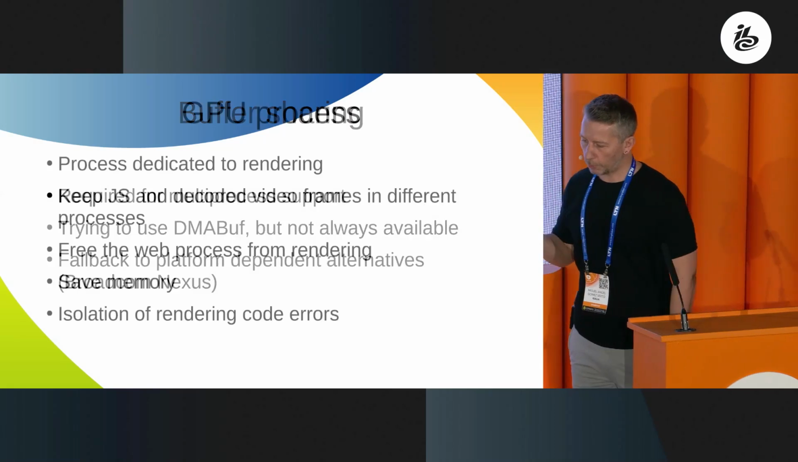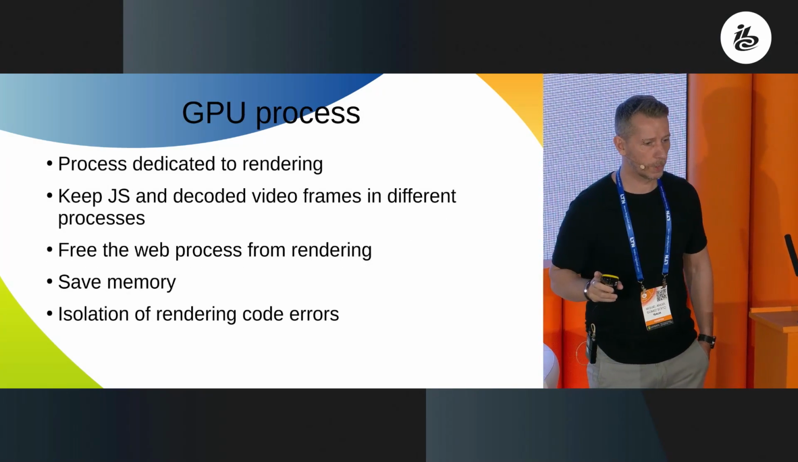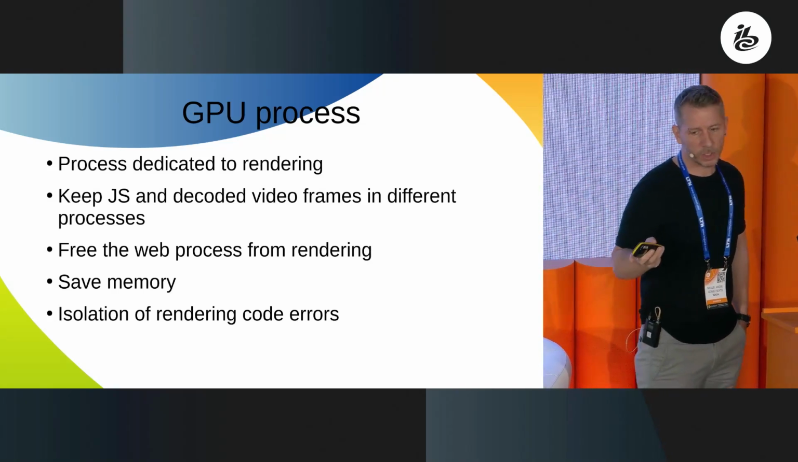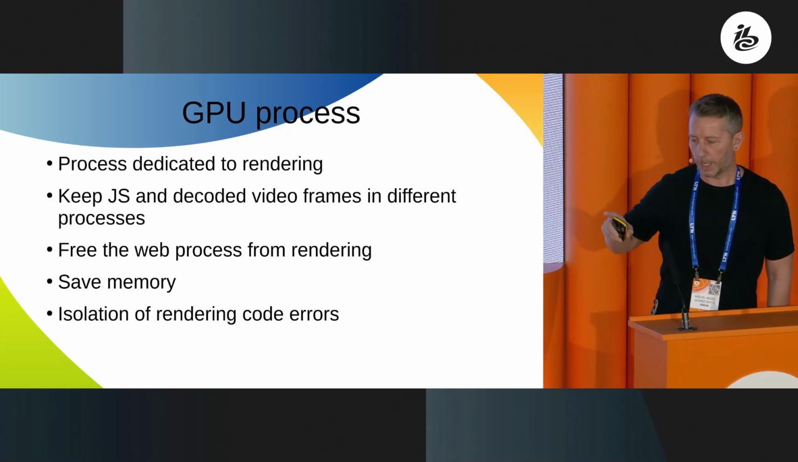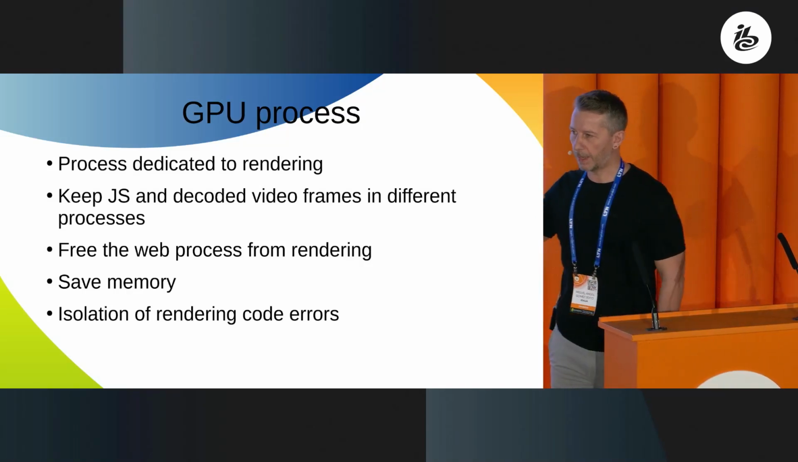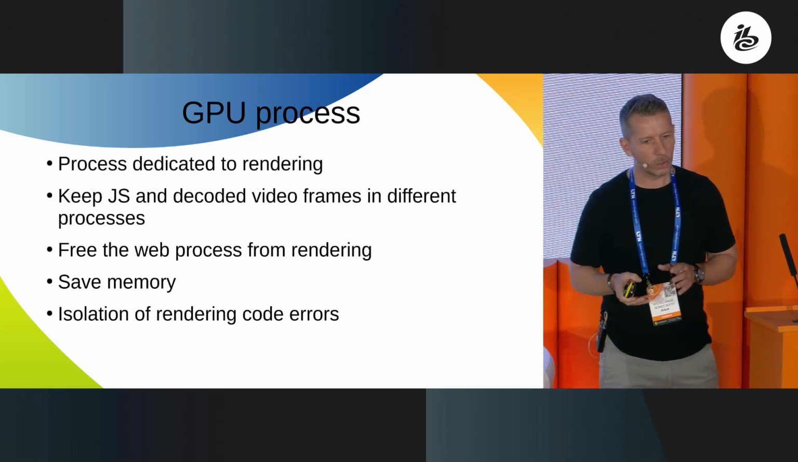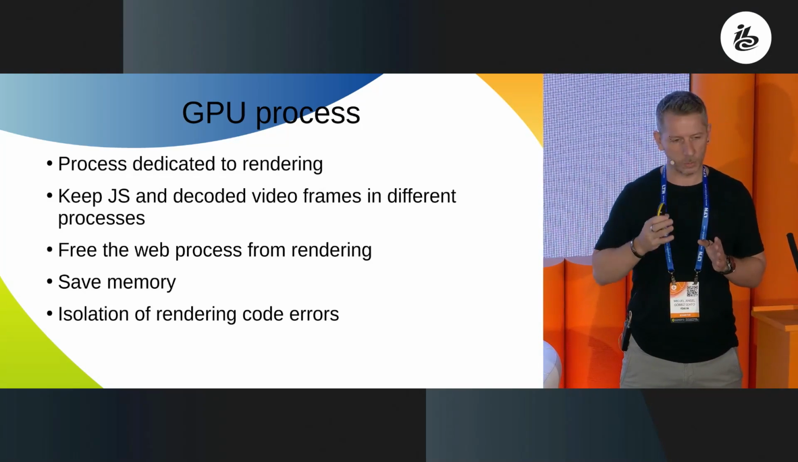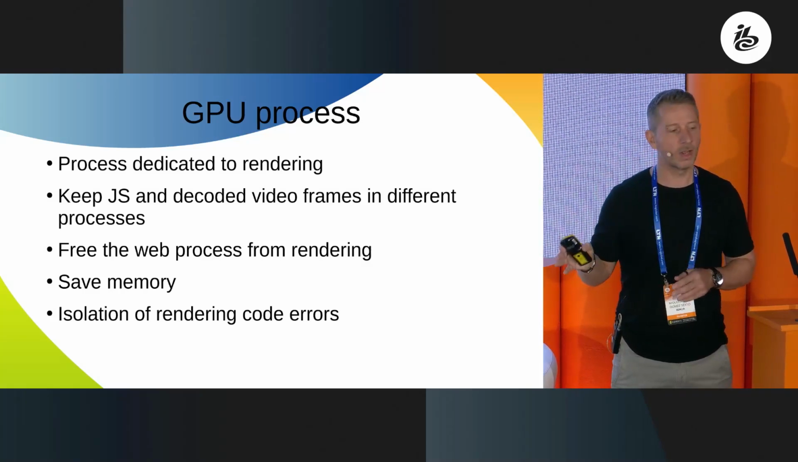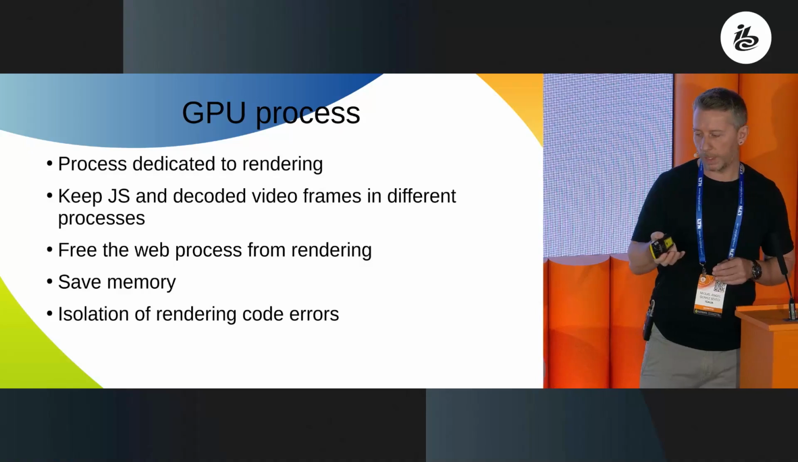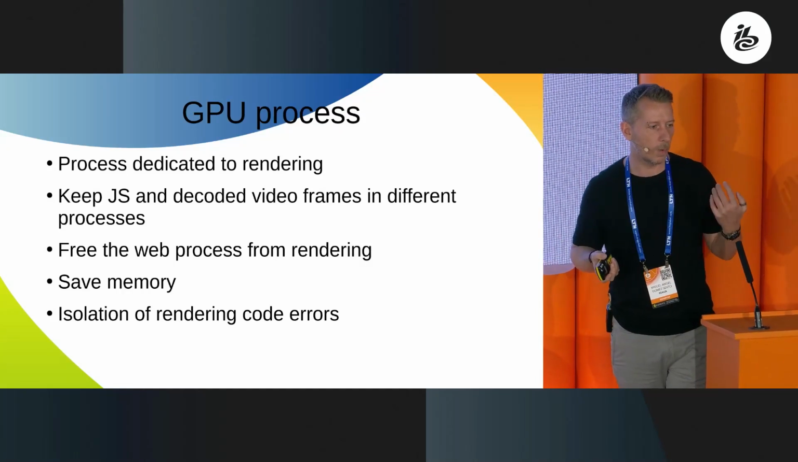And why do we need this? Because we are going to introduce a new process, which is the GPU process, which is going to be dedicated to only performing rendering on the GPU. And if you remember this restriction that DRM has about not running JavaScript in the same process where the decoded video frames are living, this is going to fix that, because the decoded frames are going to be in the GPU process, while JavaScript is going to be in the web process that we have now.